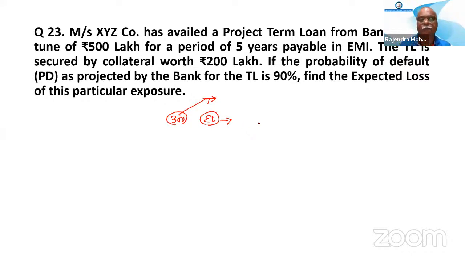Here, EAD is not given, which means you have to take EAD as 100%. If EAD is given, then you have to take that percentage. When EAD is not given, simply the outstanding becomes EAD. If EAD is given, say 90% or 100%, then you take that exposure multiplied by EAD, then multiplied by PD, then LGD. If it is not given, straight away you take 100% as the EAD. So 500 into 100%.